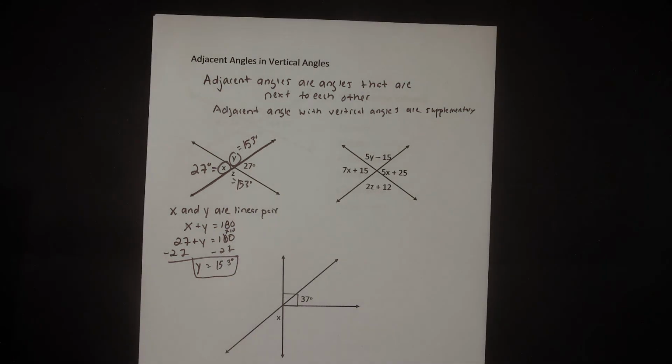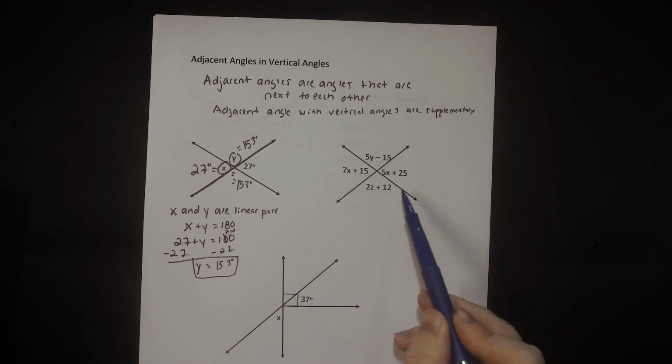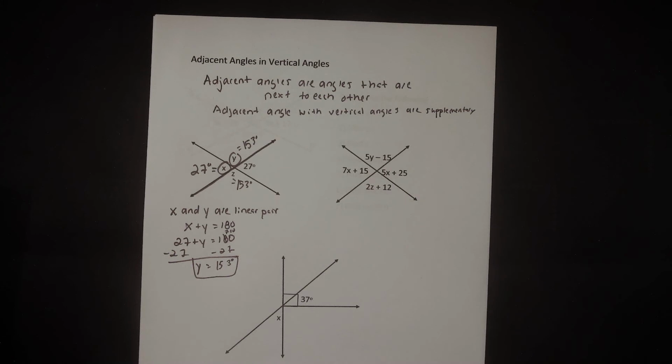Okay. So now we can get a little bit more complicated here. And this is what I call a nice fun case to look at. Keep your wits about you and you'll be able to do this. Ready? So once again, I have 7x plus 15. I have 2z plus 12. I have 5x plus 25. I have 5z minus 15.